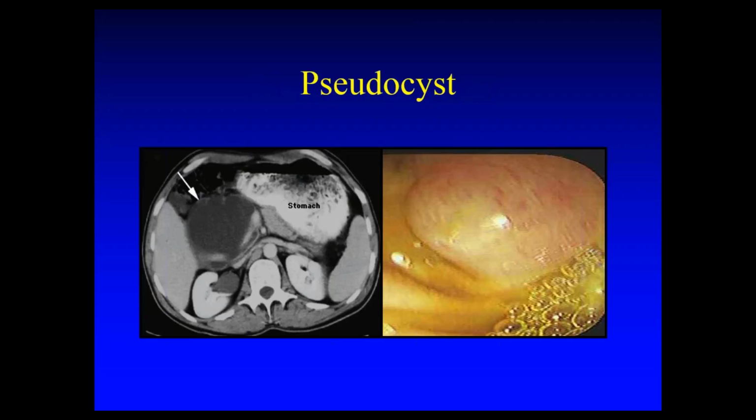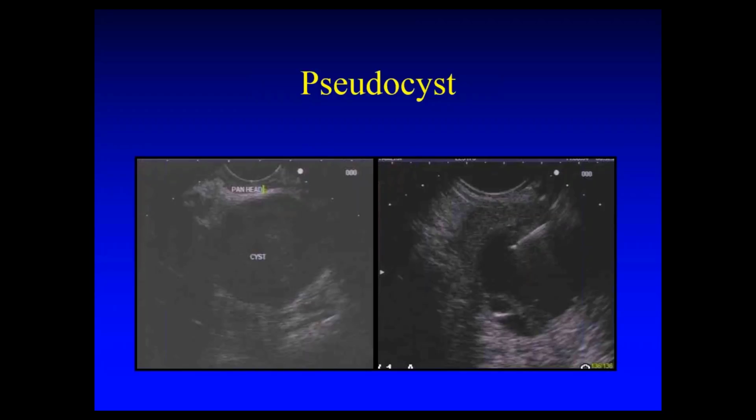On the left is an example of a CAT scan showing a large pseudocyst. On the right, you see that on endoscopy, you can see some extrinsic compression into the duodenum. This is an example of a pseudocyst on the left and a needle going through the pseudocyst for fluid aspiration.